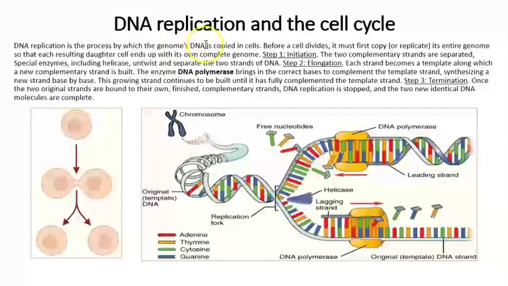DNA replication and the cell cycle. The first part right here shows DNA replication. Why? Because, for example, if you have one cell, you have the DNA. But what happens if you need to create two cells? Then you need to have two sets of DNA, so one cell can get one set of DNA and the other cell can get another set of DNA.